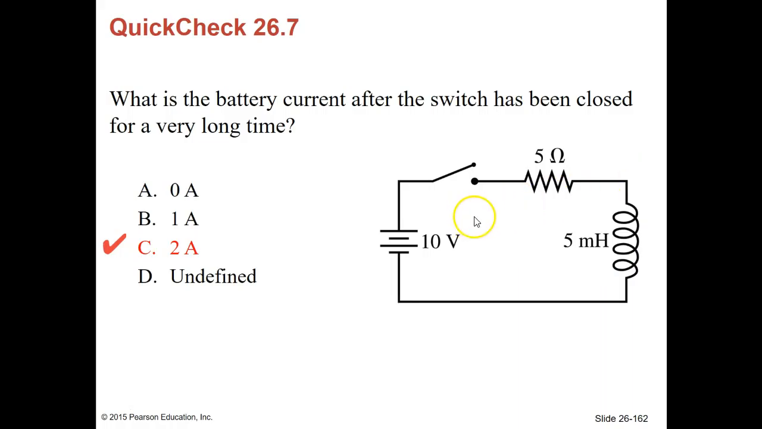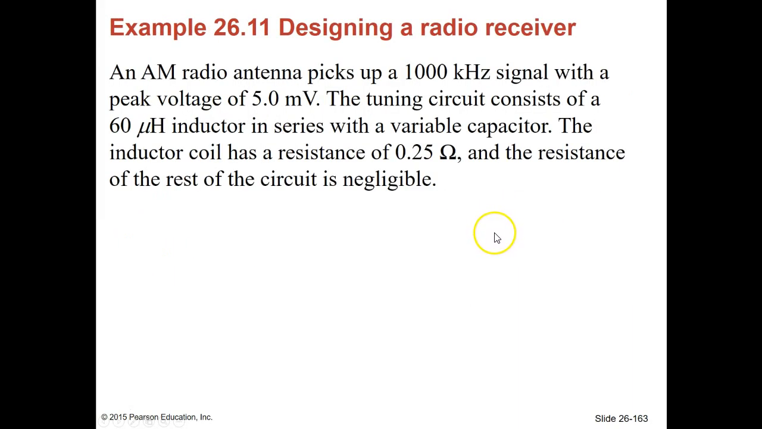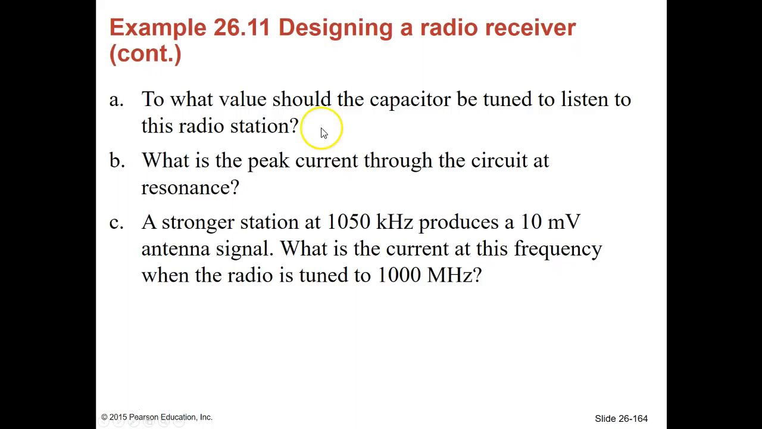All right, so let's go ahead and take a look at the next thing. We're going to design a radio receiver. An AM radio antenna picks up a 1,000 kilohertz signal with a peak voltage of 5 millivolts. The tuning circuit has an inductor and a capacitor. So here's our inductor of 50 microhenries, and we have a capacitor that we can tune up and down. The inductor coil has a resistance of 0.25 ohms, and the resistance of the rest of the circuit we don't worry about. So they have 3 things.